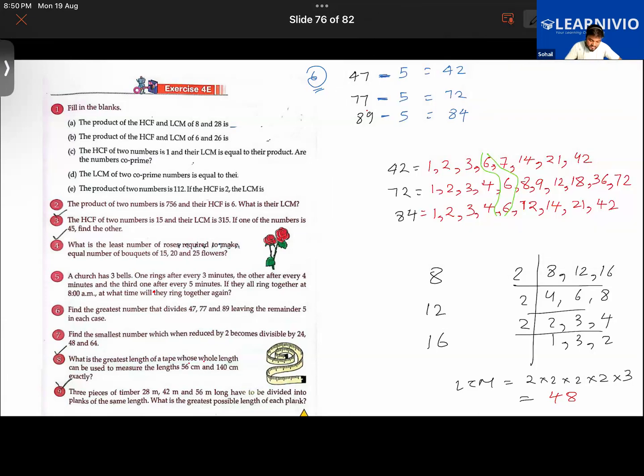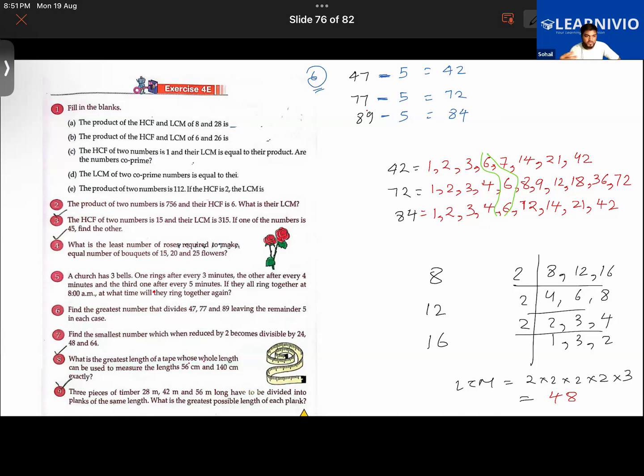Now you tell me, is there any other number than 48 which is divisible by all three of them? Is there any other number apart from 48 which is divisible by all these three numbers, 8, 12 and 16? No. 8 6s are 48, 12 fours are 48, 16 threes are 48. Understood this concept? This concept is going to be utilized in this question. That's why you have learned it.